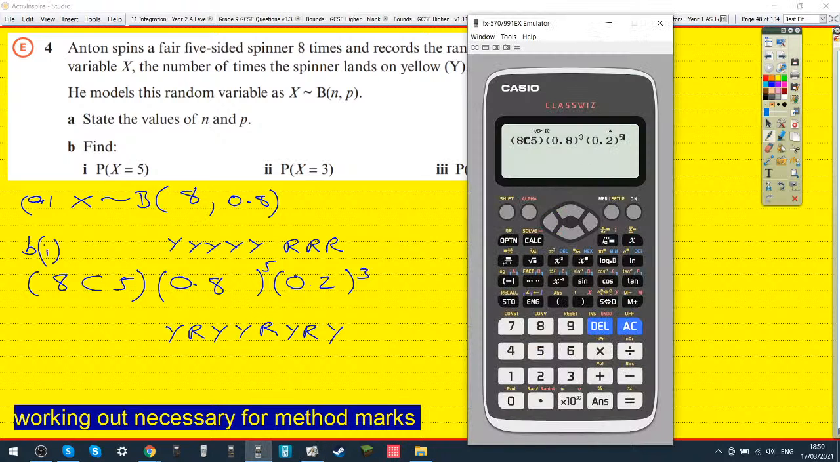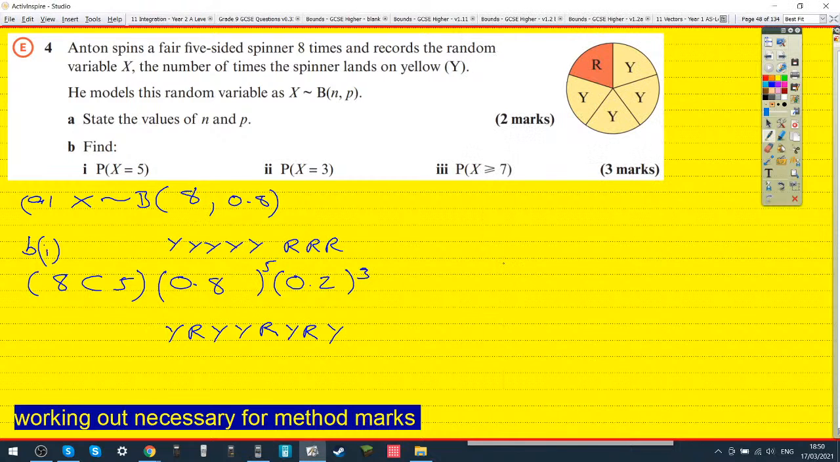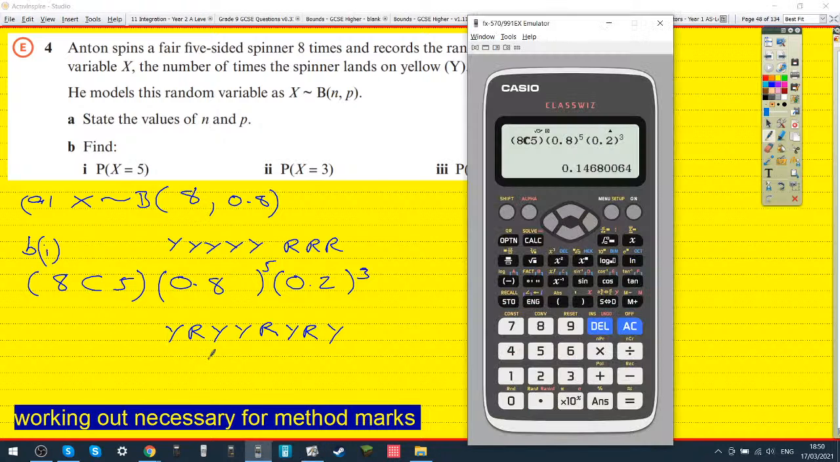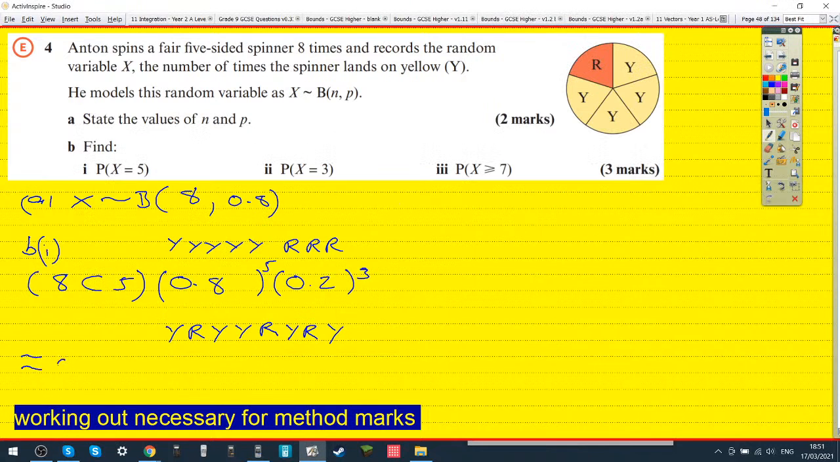What do you get? Sorry, just remind me what choose 5 does. It determines how many combinations you get. And is it always 8 choose 5? Well, in this case, there were 5 yellows and 8 spins in total. Okay, so the last question was that as well. Yeah. And so it's the same answer as this one. So that's 0.1468, roughly. Okay, part B.